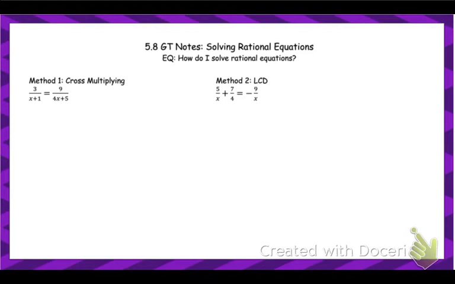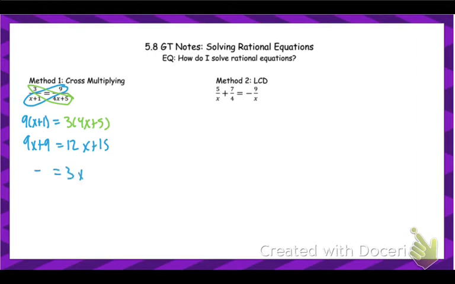So in order to cross-multiply, I will just multiply this diagonal down. So this would be 9 times x plus 1. And then that's going to equal my other diagonal, which is 3 times 4x plus 5. Then from this point, it's just an algebra 1 equation. 9x plus 9 is equal to 12x plus 15. So 3x is equal to negative 6, and x is equal to negative 2.